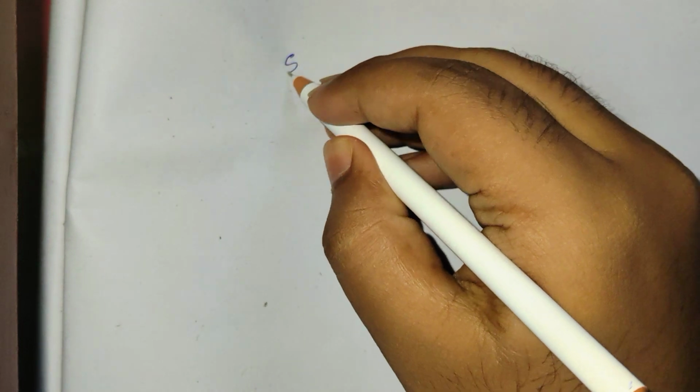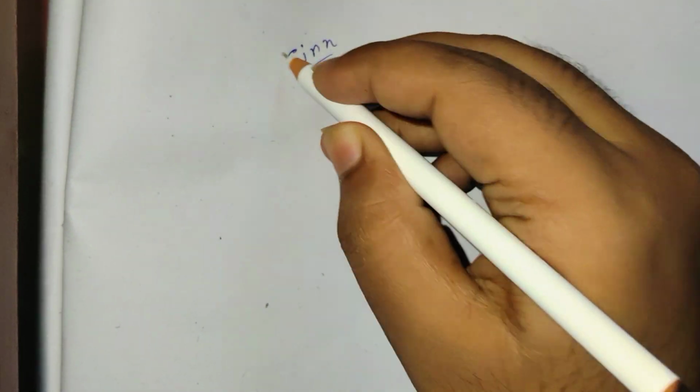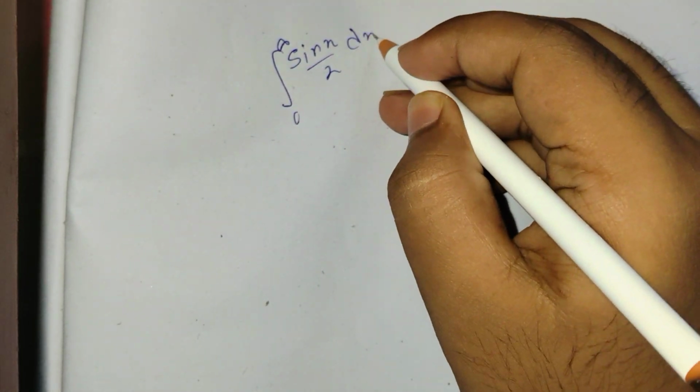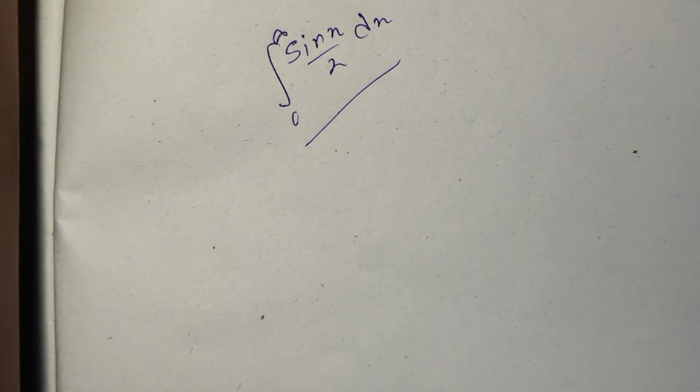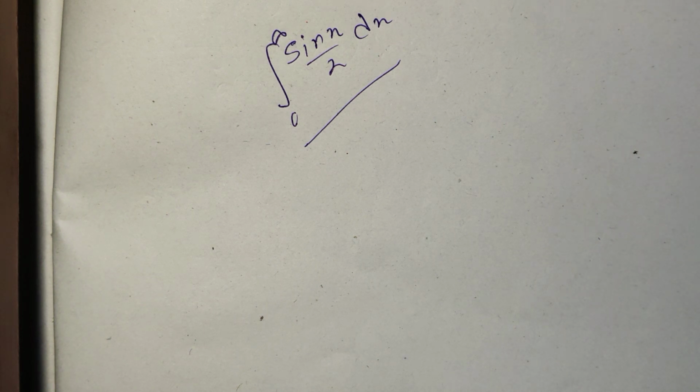Like if I'm talking about the integration of sin x by x from 0 to infinity, it is a kind of unsolvable integral, but using Feynman's trick we can easily solve it. But before coming to that question, I will talk about another question so that you can understand.